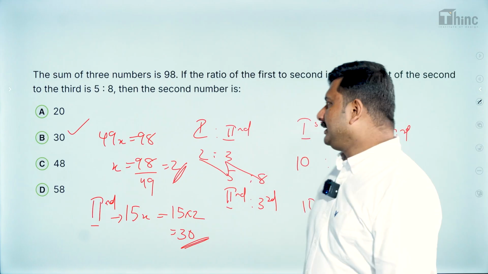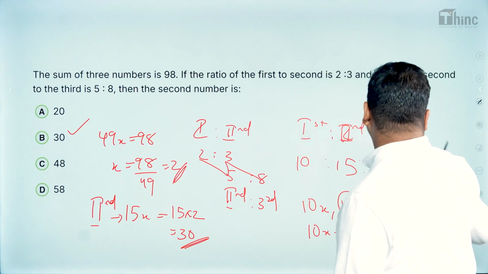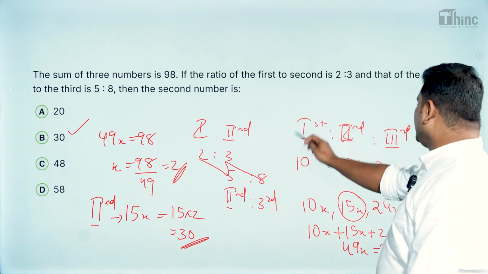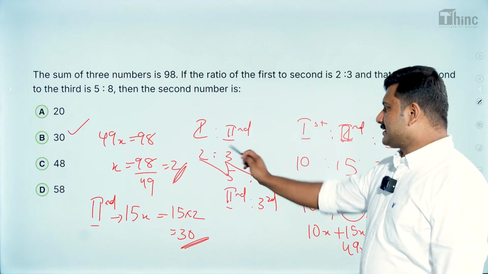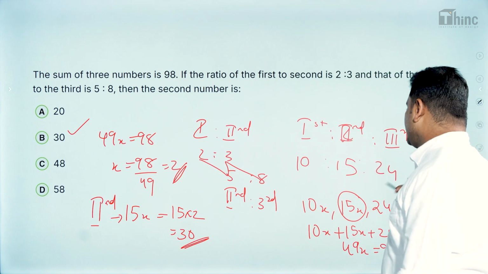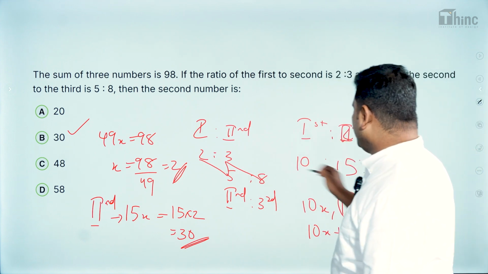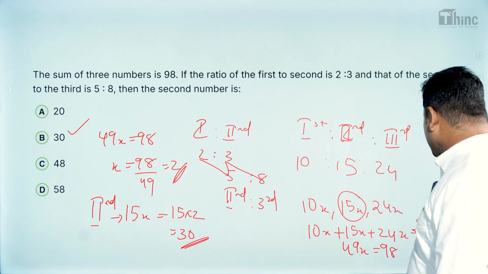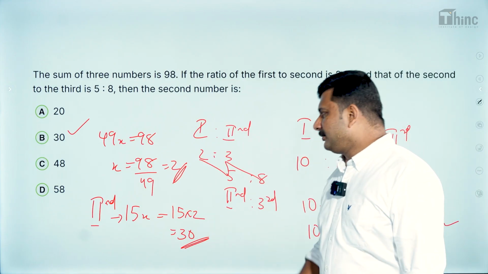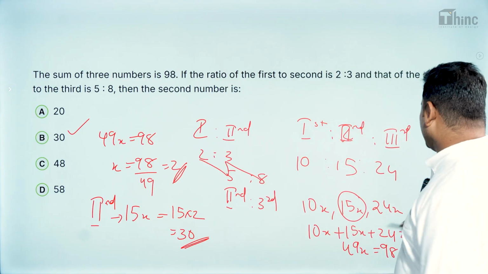So I believe this is completely fine for you. The only thing you need to do is combine them and make it a simple ratio. So first to second is this, second to third is this. So we can make a simple ratio, first is to second is to third, by just multiplying them in a zigzag manner. Now the sum of all these is 98, so you got x as 2. So second number is 15x. So we got 15 into 2, 30. Option B will be the correct answer.